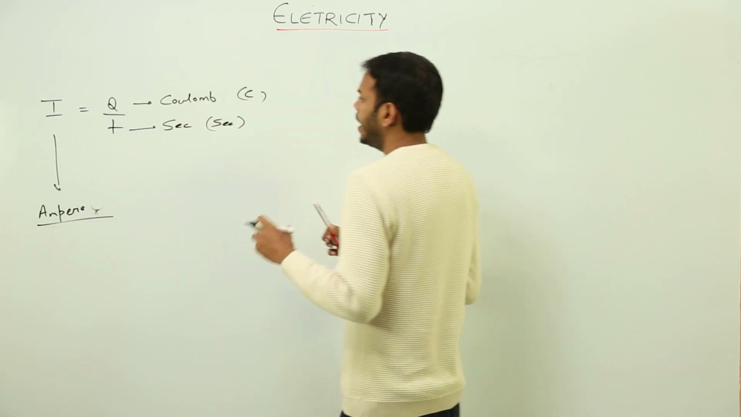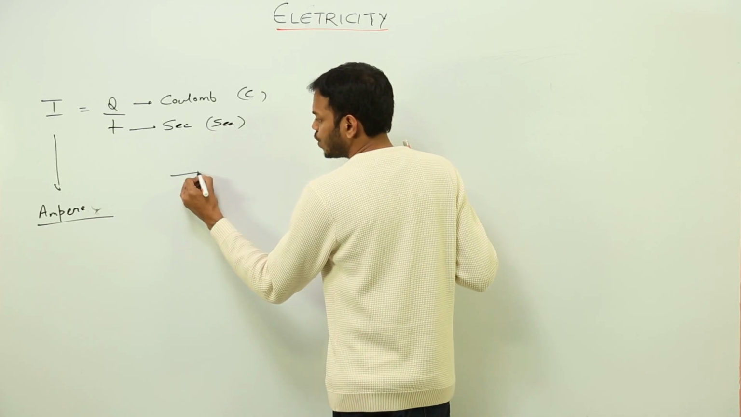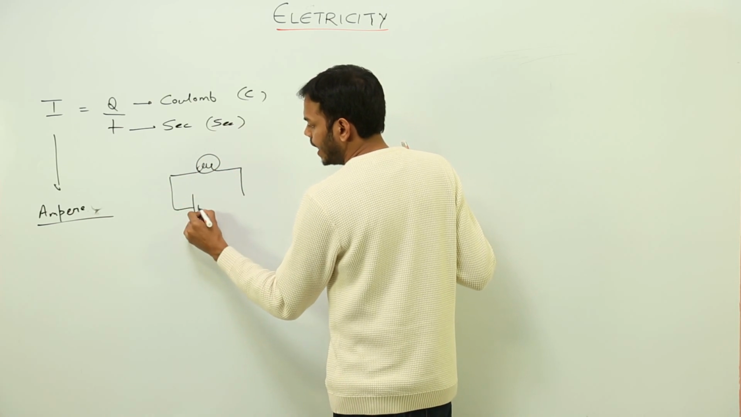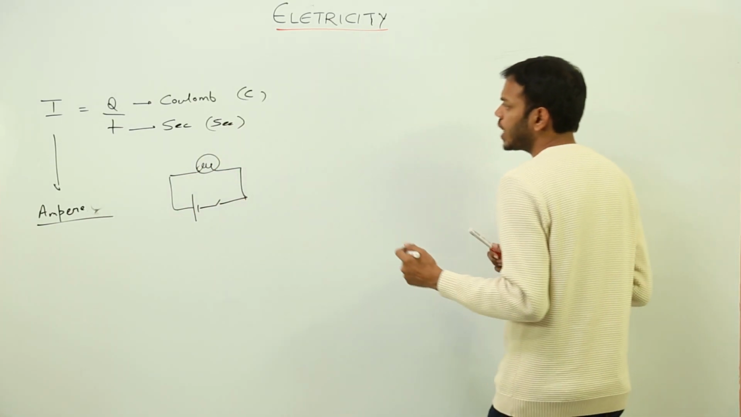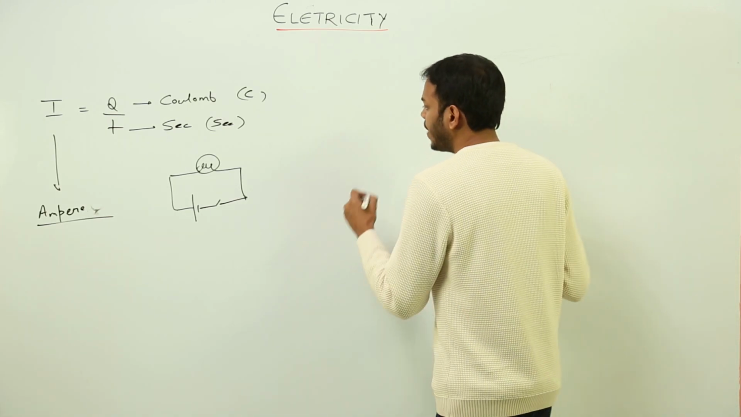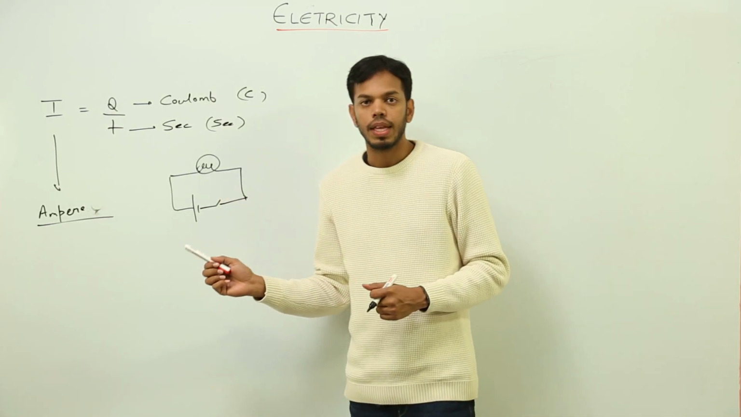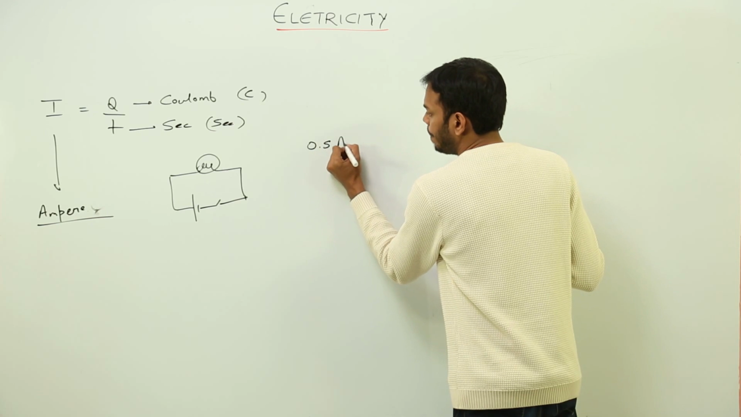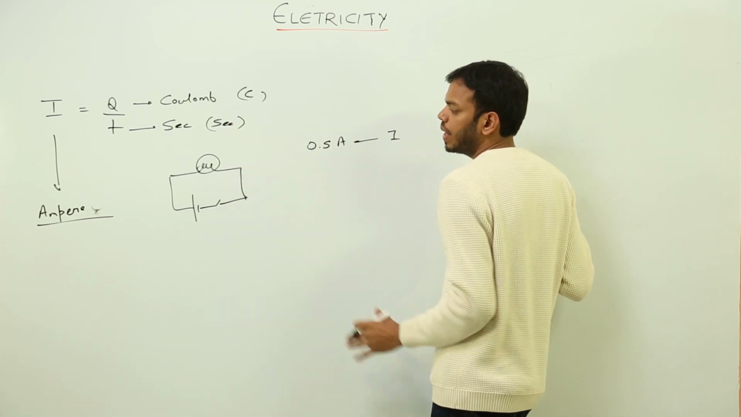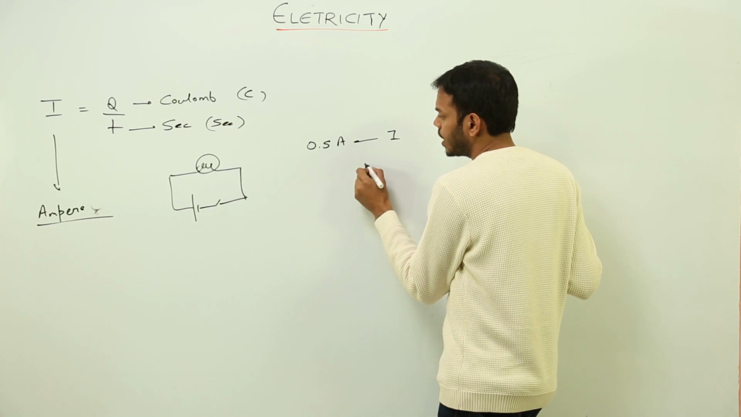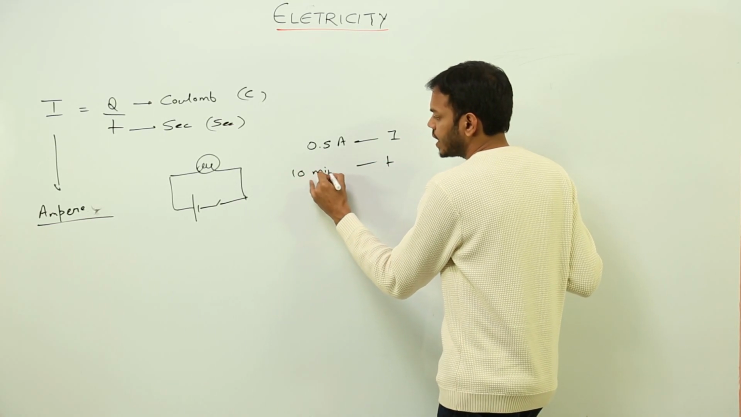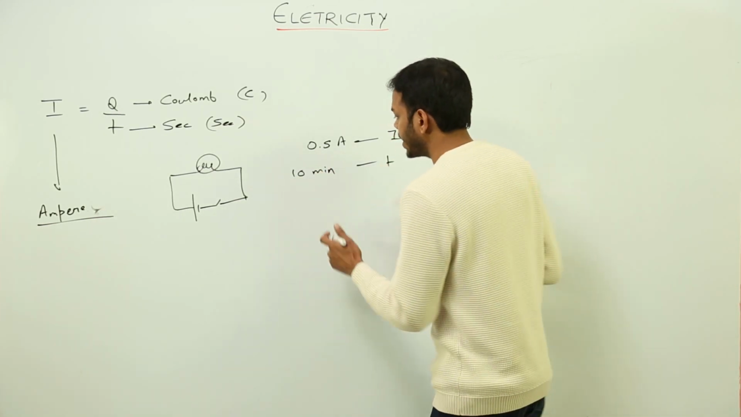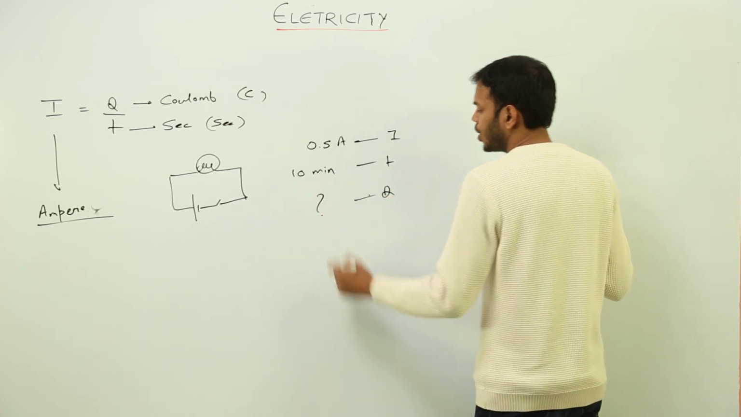Now, let us take back the circuit which we were doing. Filament, bulb, this is a symbol of bulb, cell and a switch. Suppose I give you that 0.5 ampere of current is drawn by the bulb from this cell for 10 minutes. So time is 10 minutes. I want to know how much charge has flown, or how much charge has been utilized. So that means I'm asking about Q, right?